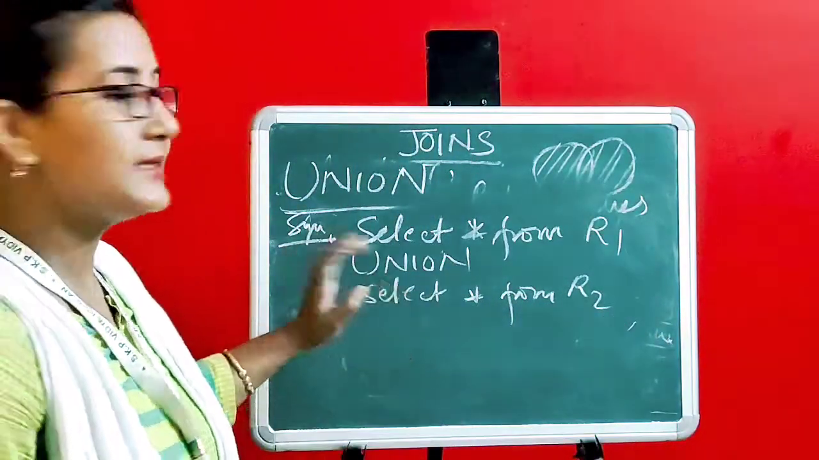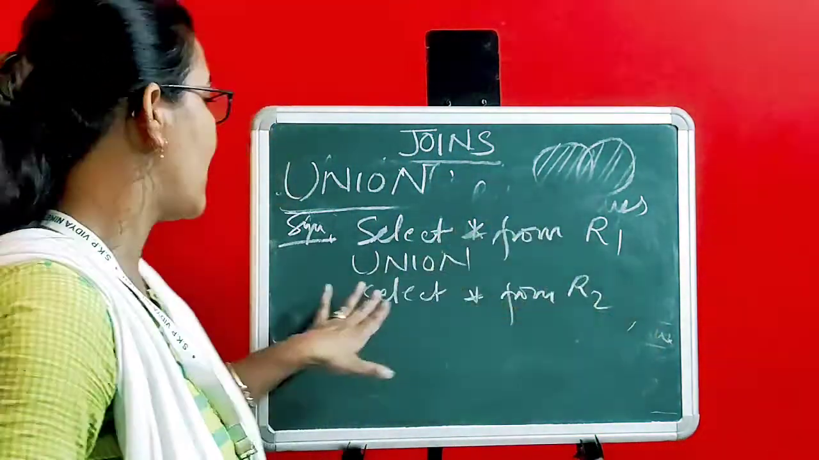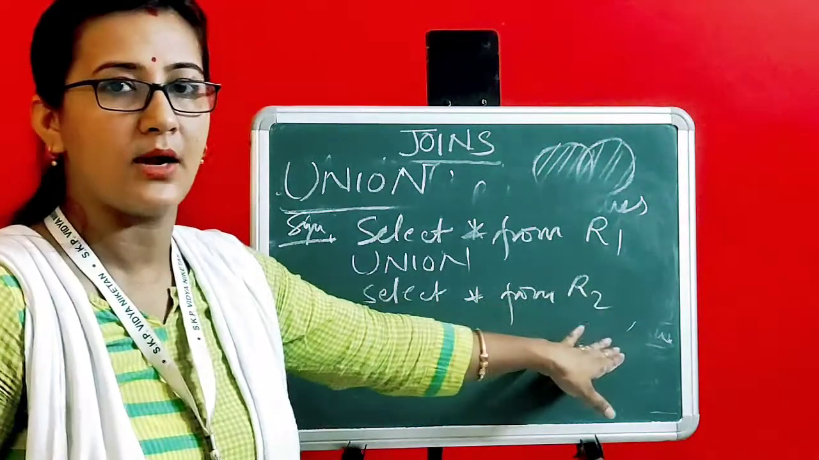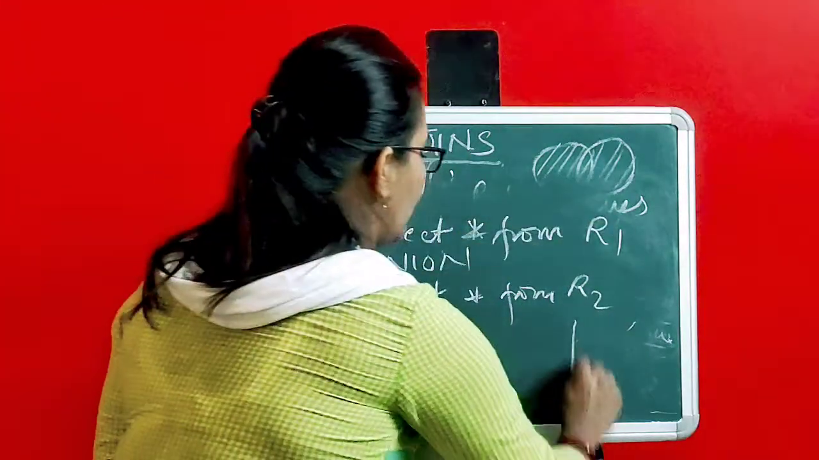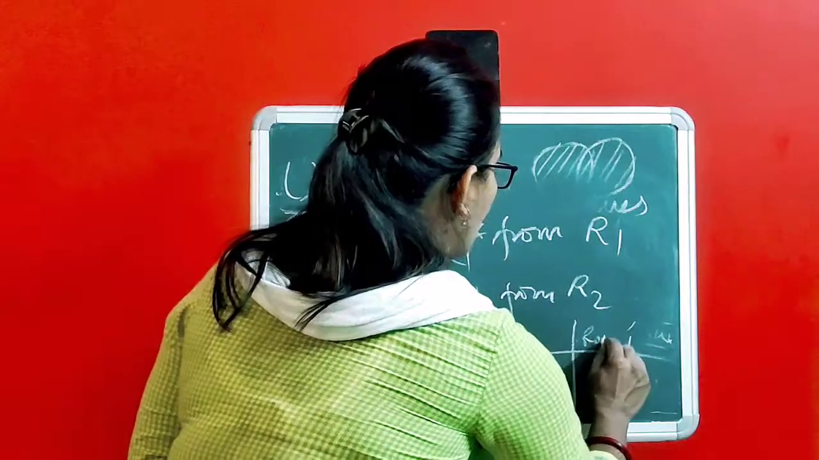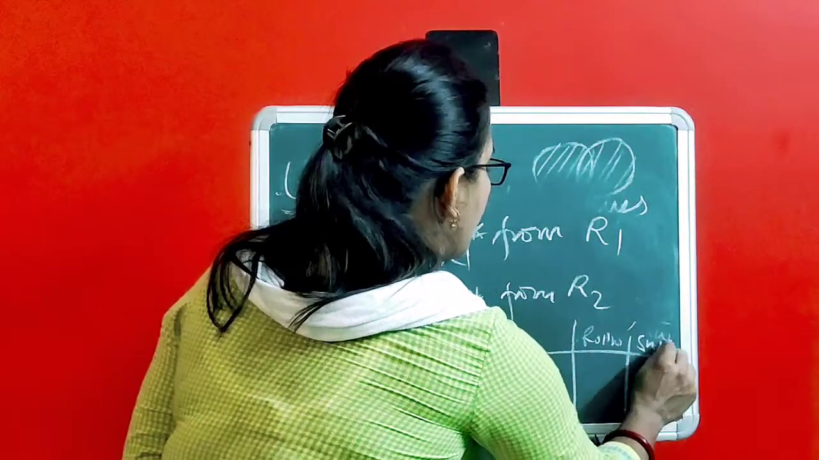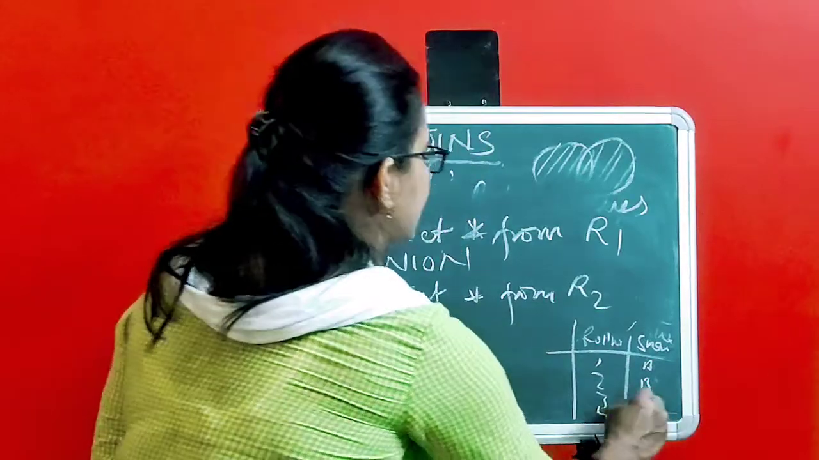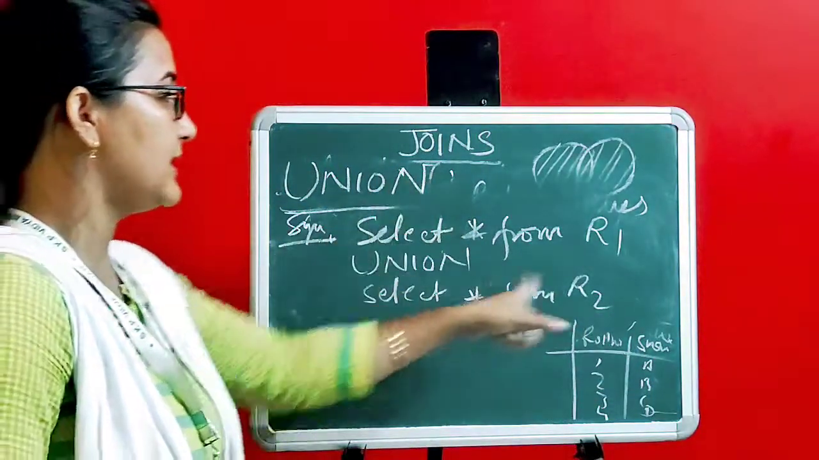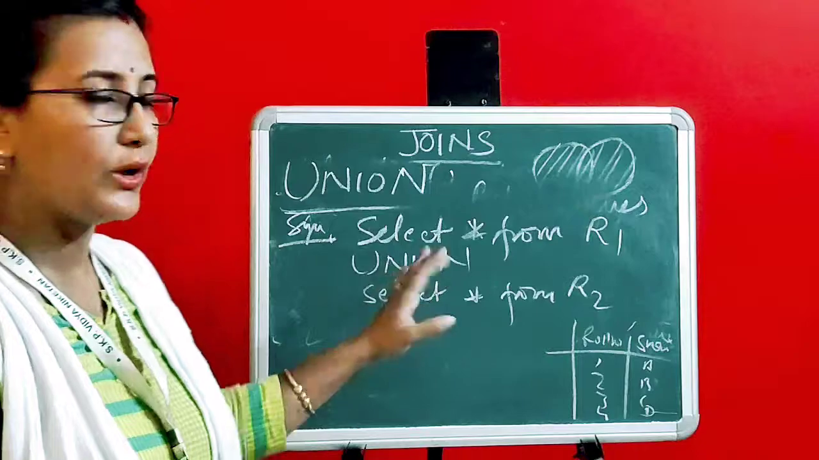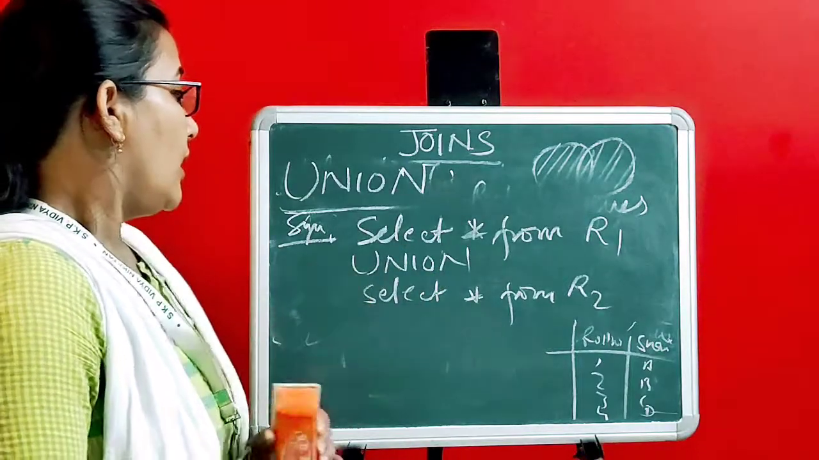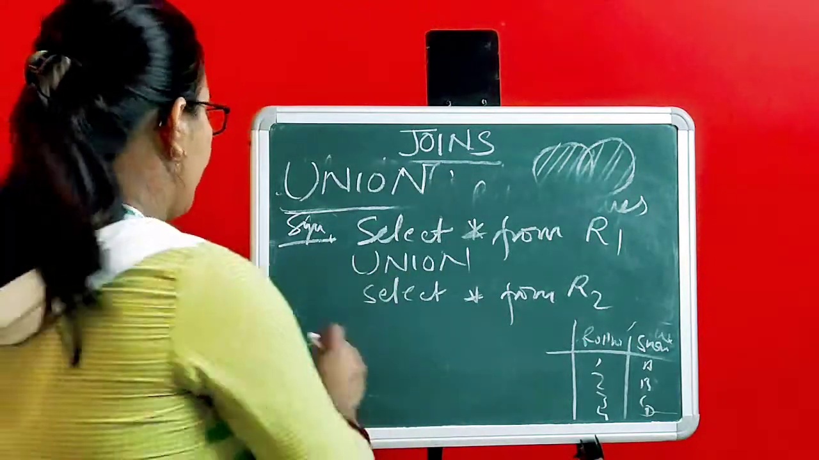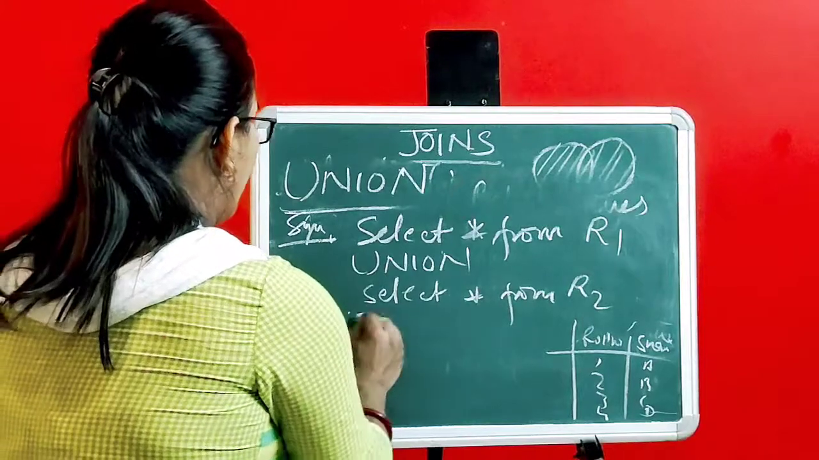When we write this statement, select star from R1 union select star from R2, that output we will get: roll number, S name, 1, 2, 3, 4, A, B, C, D. This is the output for this statement. Now, a few rules are there.